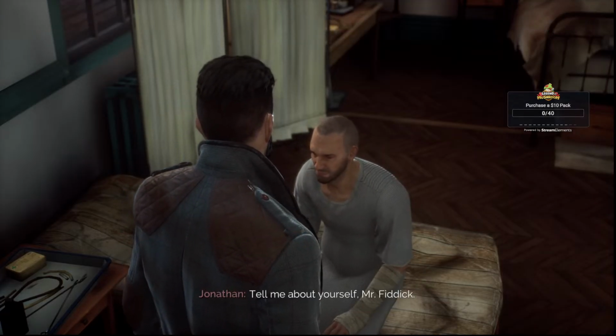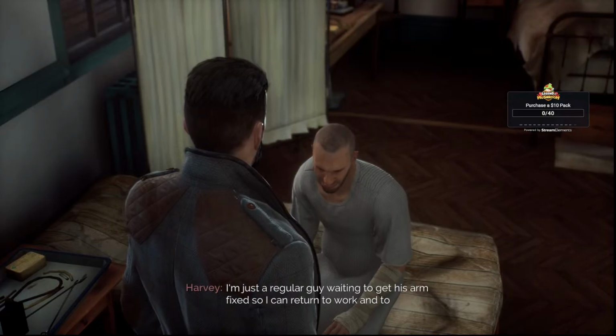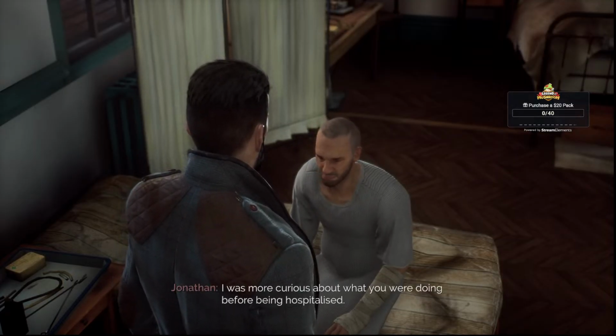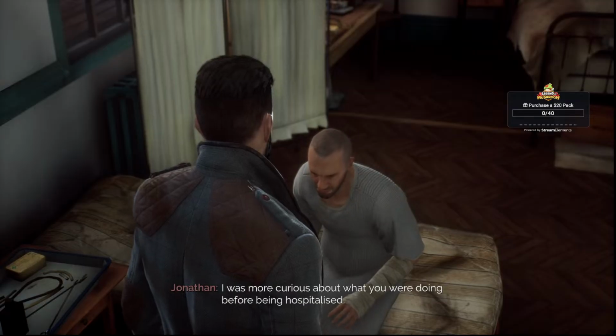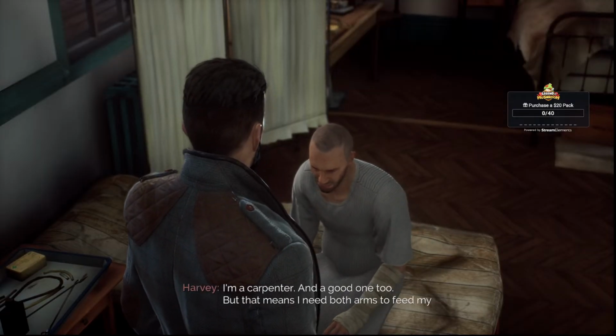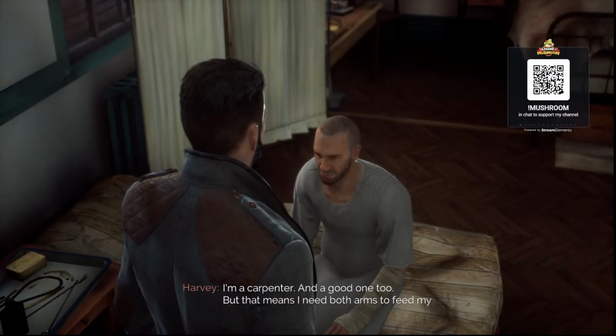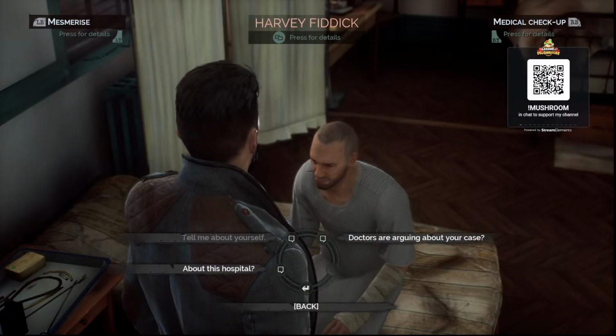Tell me about yourself, Mr. Fiddick. I'm just a regular guy waiting to get his arm fixed, so I can return to work and to my family. I was more curious about what you were doing before being hospitalized. I'm a carpenter, and a good one too. But that means I need both arms to feed my family, Dr. Reed.